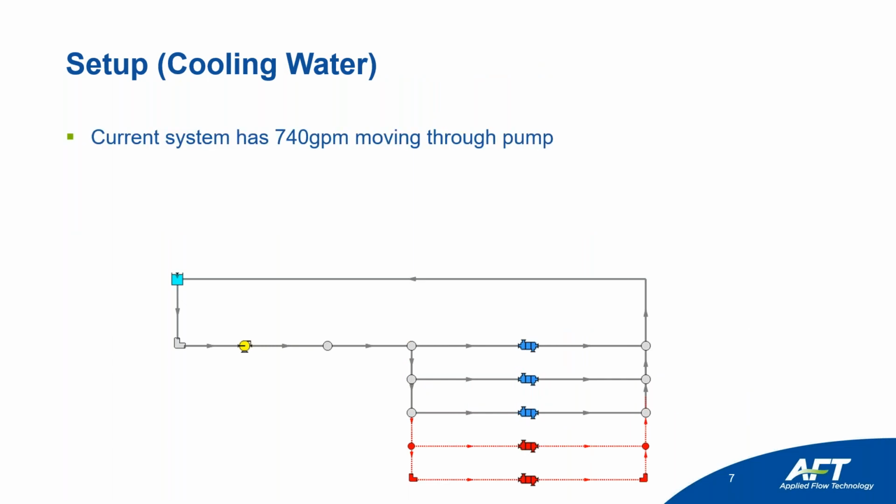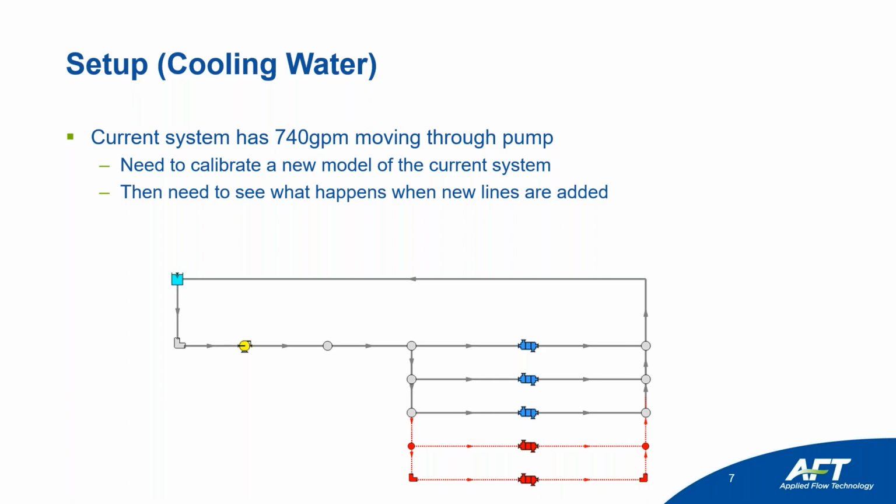What we do know, we're going to assume from an annual flow survey, is that the current system has about 740 gallons per minute moving through the pump. Okay, that's good to know. So we need to calibrate a new model of the current system. I need to build a model from scratch and calibrate it so that I can see that it's a good representation of reality. Then once I trust the model, I can see what happens when new lines are added so I can get accurate predictions and then answer the question: are requirements still met? Or do we need to make other changes to the system once this expansion is added?